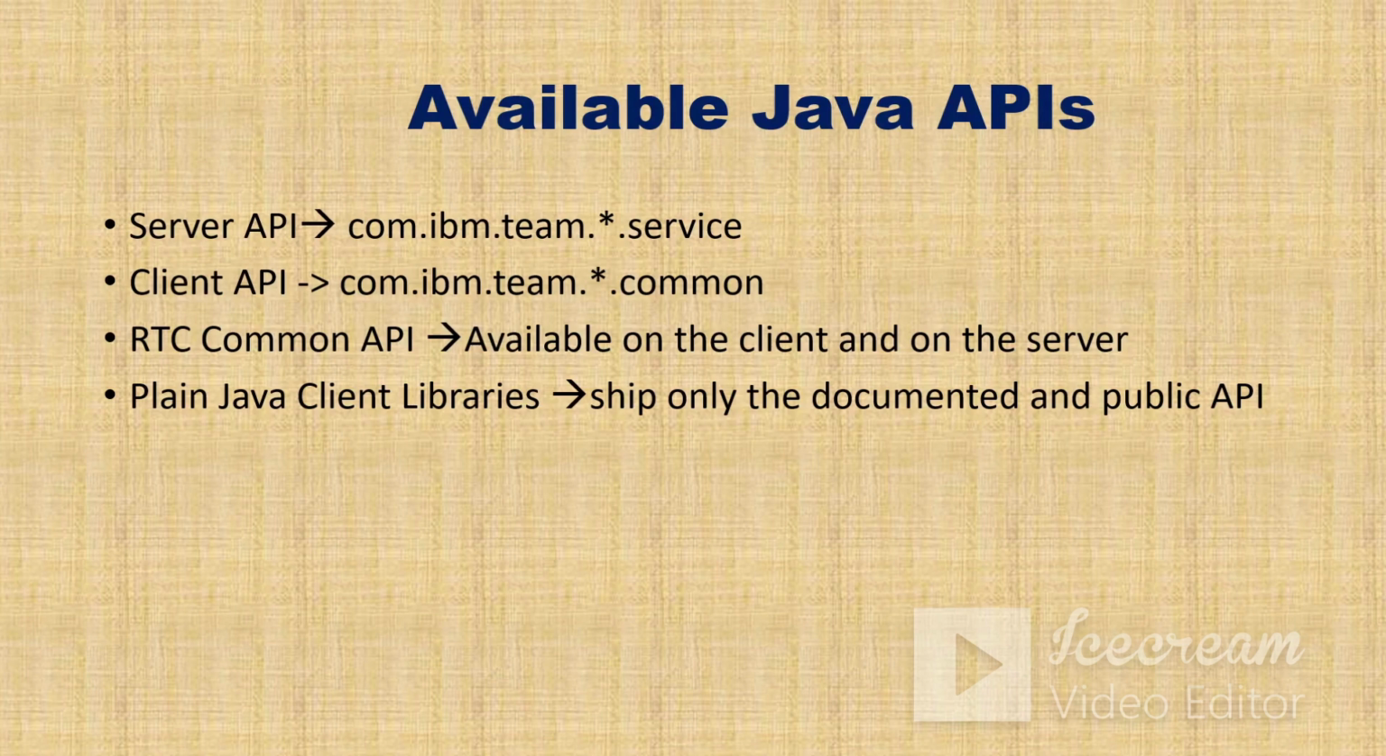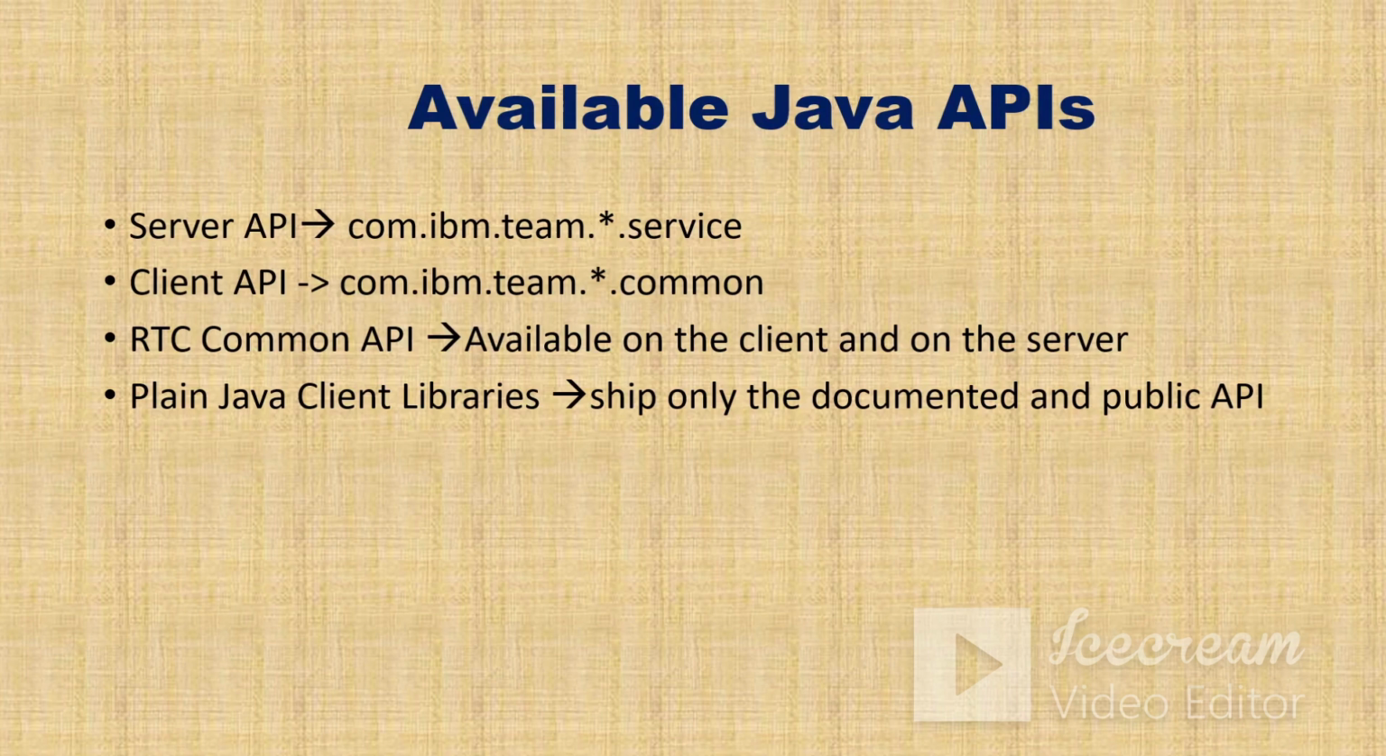The RTC client API is used in extensions to any of the Eclipse-based RTC clients as well as in the RTC plain Java client libraries. This API is typically found in the package called com.ibm.team.star.client, and the interfaces are usually named as star client. For example, work item client. The RTC client API is shipped with the RTC SDK and partially shipped with the plain Java client libraries.